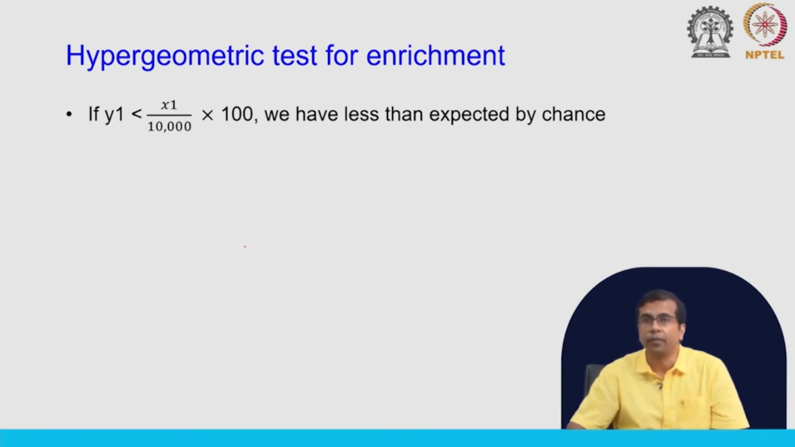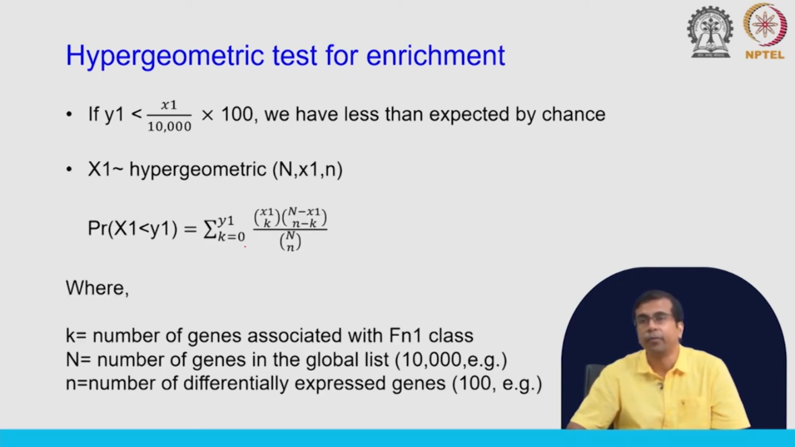Similarly, if we think about the other situation, if y1 is less than the expected value, we have less than expected by chance, but we need the statistical test or the p value from this. Again, x1 follows this hypergeometric distribution with these 3 parameters, and here we calculate the probability of observing lower values than y1. So, again we are looking for extremes, how extreme y1 is in the whole distribution.